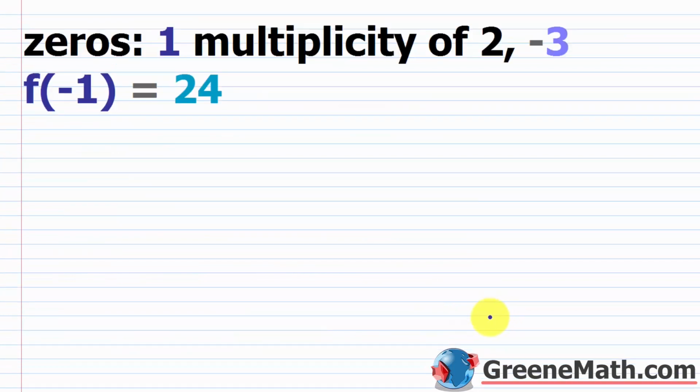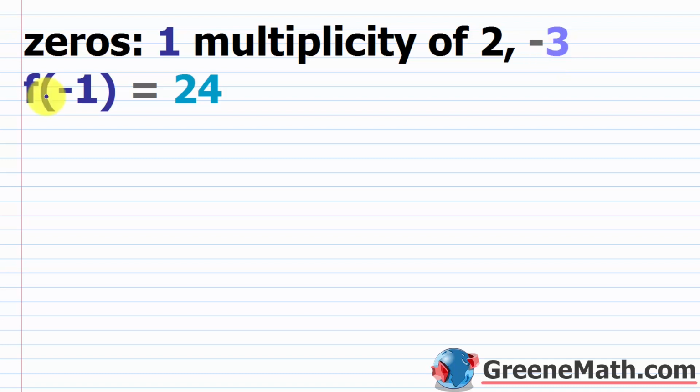Okay, let's look at one more of these. Another easy topic that you come across. So the zeros, you have 1, but it says it's got a multiplicity of 2, and then you also have -3. So again, this is going to be a third degree polynomial because we're dealing with two zeros here. You have the 1 that occurs twice, and then you have another one which is -3. So you count that as 3 zeros, so you would have a degree of 3.